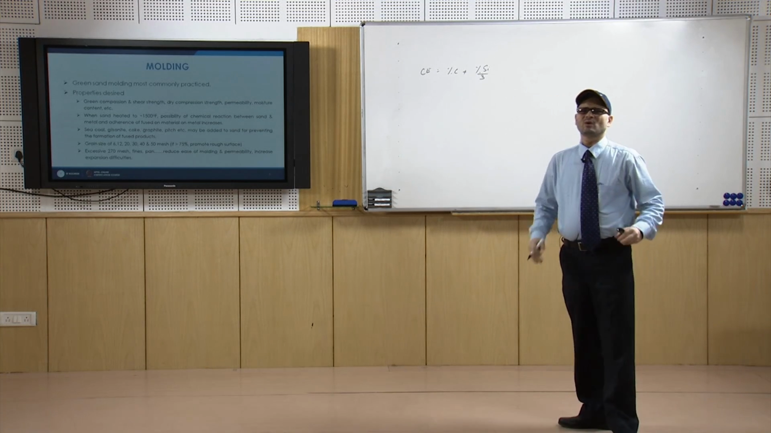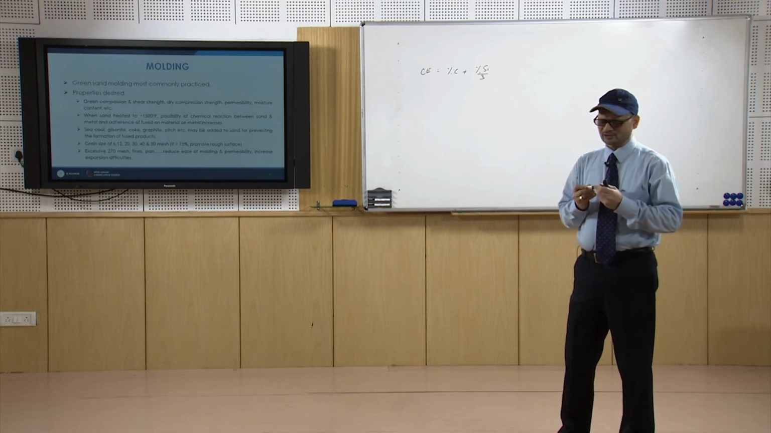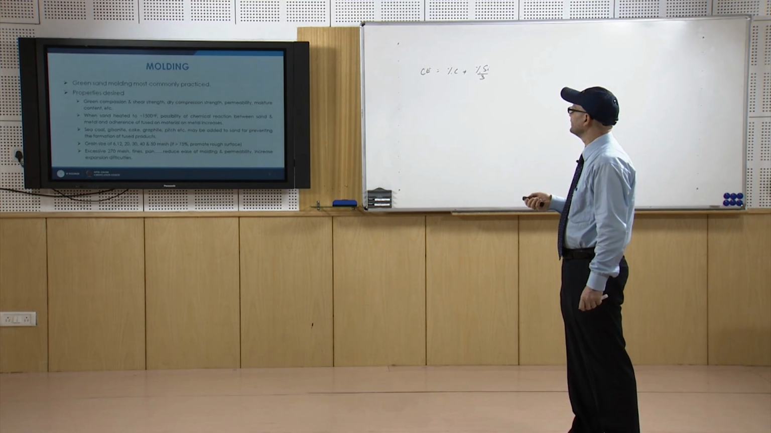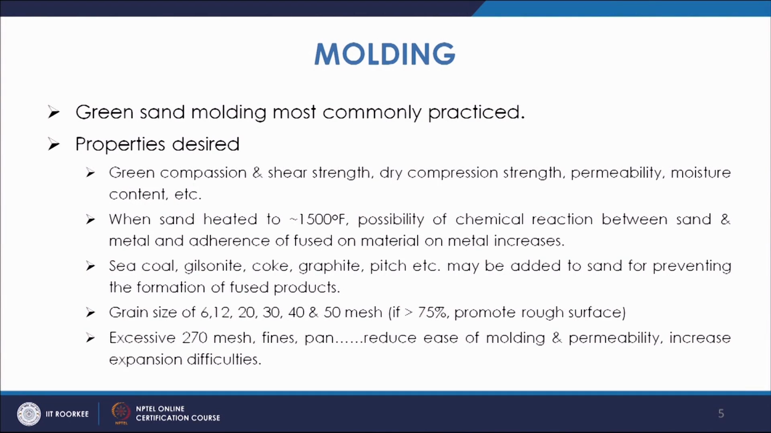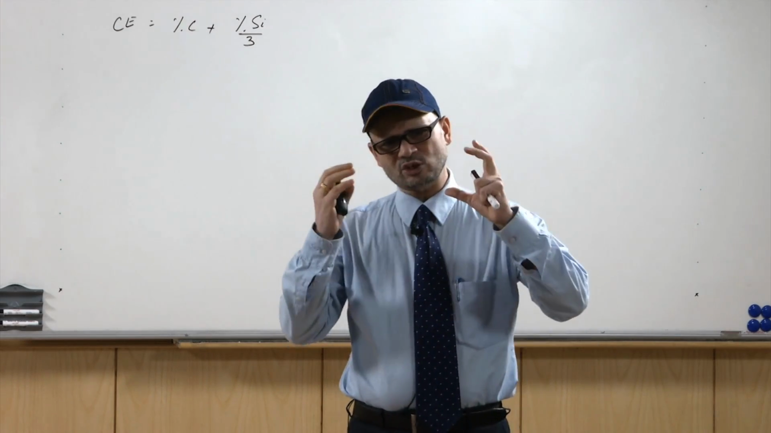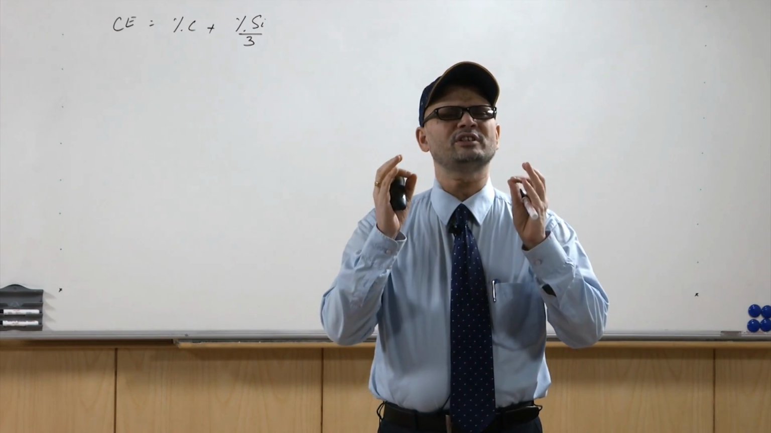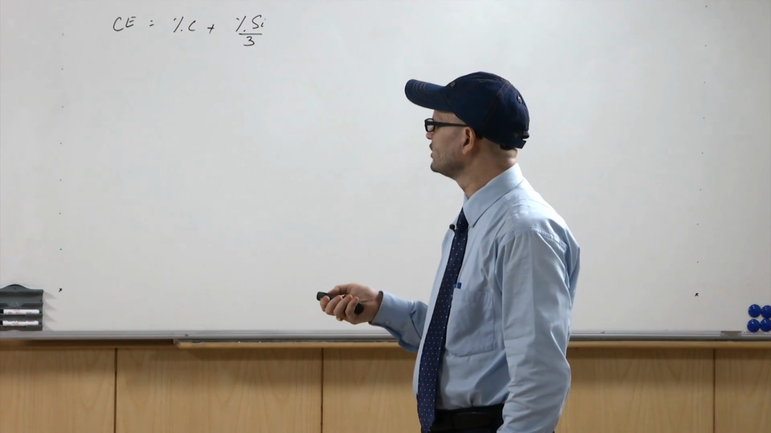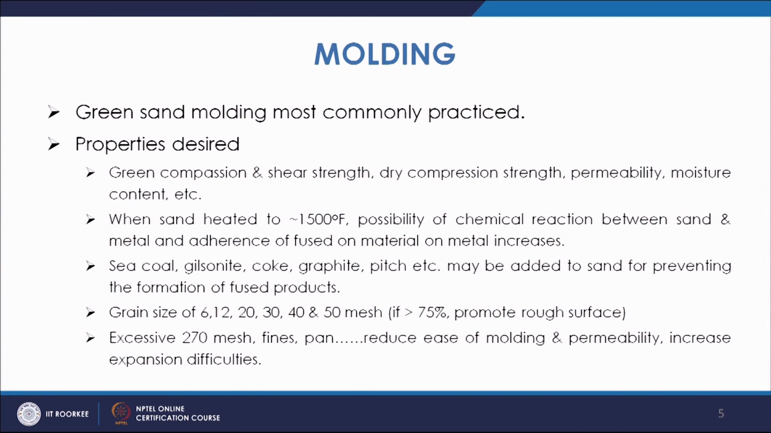Now, once we go to the molding practices for grey iron, grey iron is normally done in the green sand molding practice. Mostly the green sand molding practice is adopted, and as we know, once we go for sand molding, you need to have better properties of the sand mold. So, all these properties of sand mold like green compression, shear strength, dry compression strength, permeability, moisture content, etc., all are to be properly controlled.